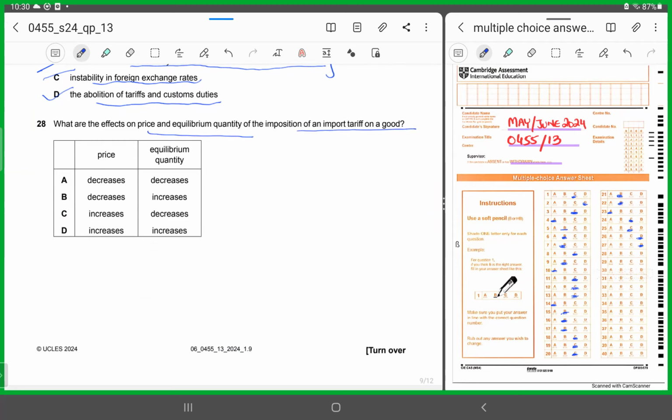Tariffs make imports expensive. So when imports are expensive, what happens? The price has to increase or decrease? The price has to increase. So you can chop A and you can chop B because they are both saying the price has to decrease.